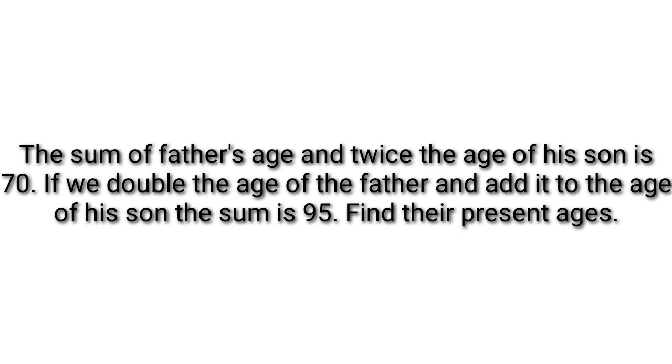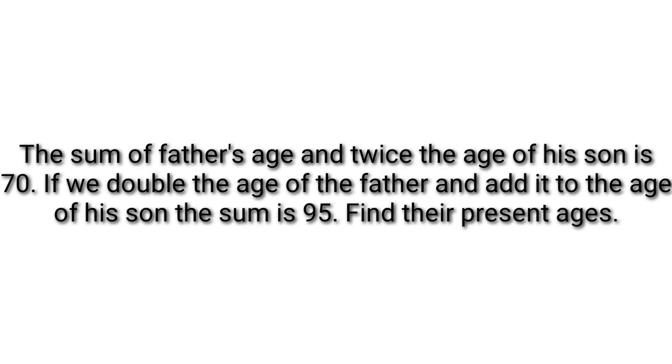Now third question. The sum of father's age and twice the age of his son is 70. So here there are two persons, father and his son. If we double the age of father and add it to the age of his son, the sum is 95. Find their present ages. So we have to find out the present ages of two persons, father and his son. So we'll assume two different variables x and y for present age of father and his son.